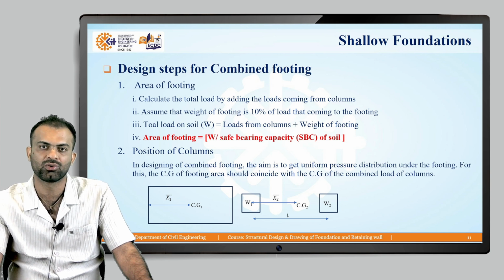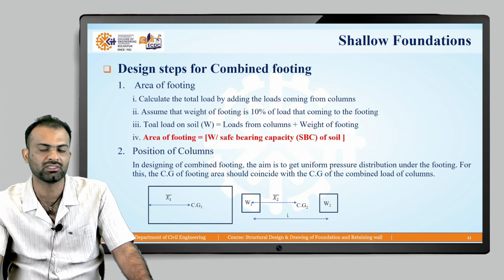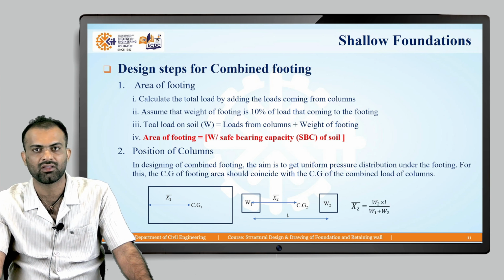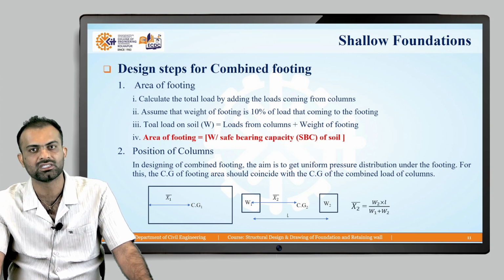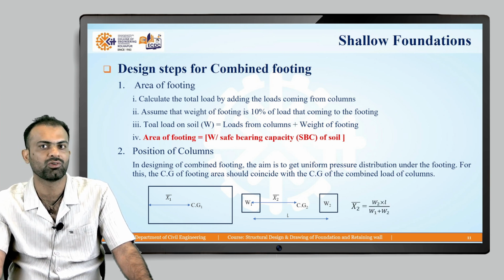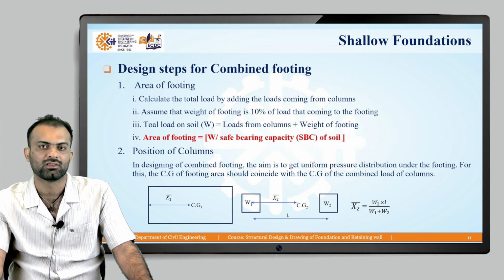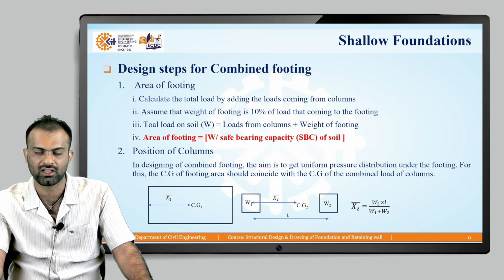Next, W2 is the second load. The distance from the reference point, that is from the first column, will be L. So W2 into L by the sum of the loads, which will be W1 plus W2. So that is what I have written here. The CG, that is X2 bar, is W2 into L by W1 plus W2. So we now know the CG of the loads from the first column.